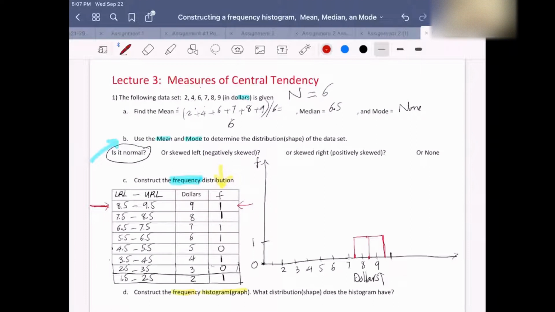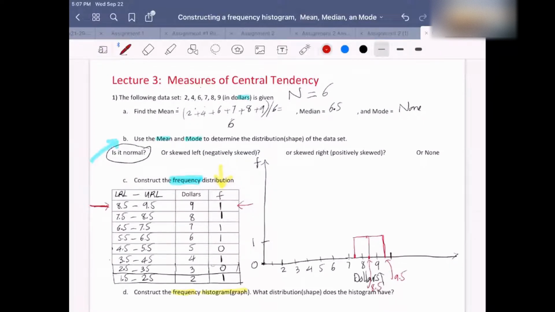Those are the limits, okay? If you look at the limits, then this should be the upper limit, the upper real limit, which is 9.5. And if you look at this right here, then it's going to be 8.5, okay? But we don't want to list everything on there. It will be too much, okay?